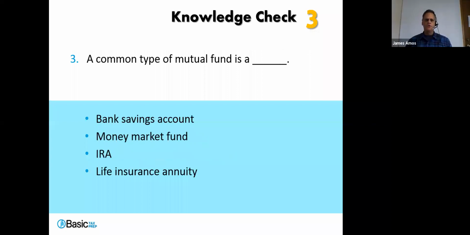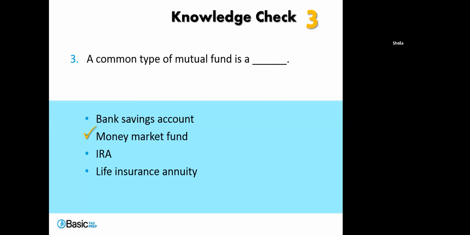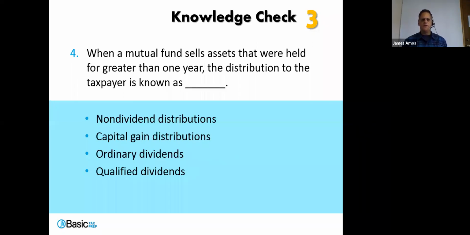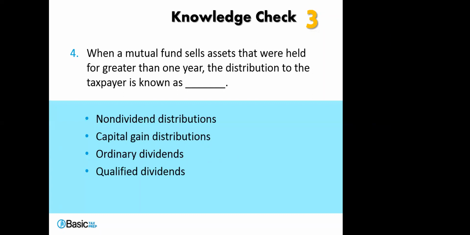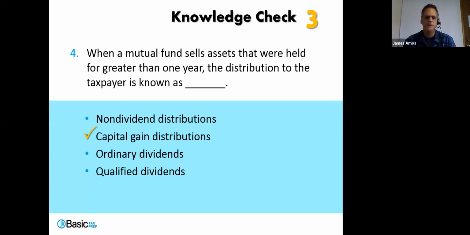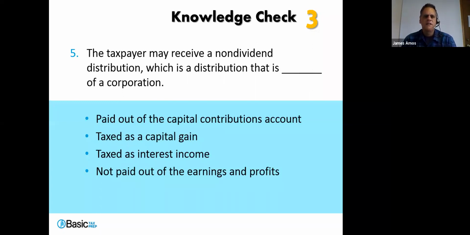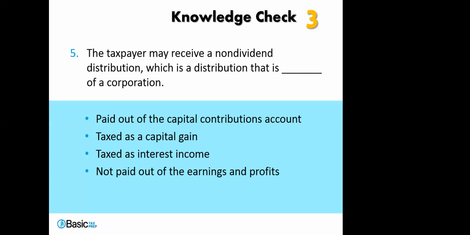A common type of mutual fund is what? Money market. Excellent. Money market. That's right. When a mutual fund sells assets that were held for more than a year, the distribution to the taxpayer is known as what? Capital gains distribution. That's right. Capital gain distributions. The taxpayer may receive a non-dividend distribution, which is a distribution that is blank of a corporation. Paid out of the capital contributions account.